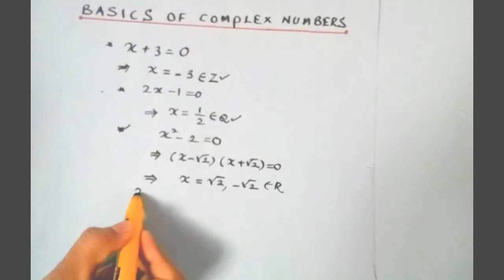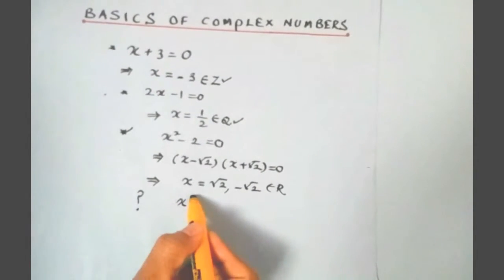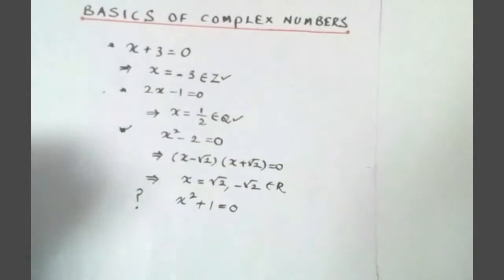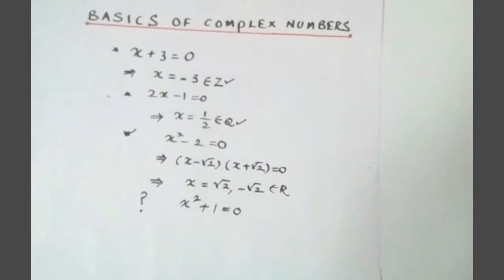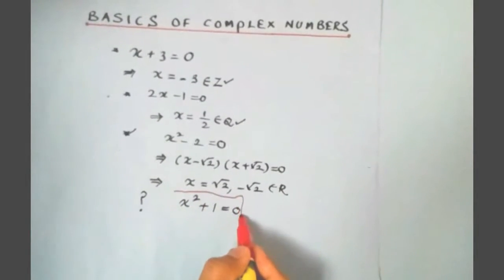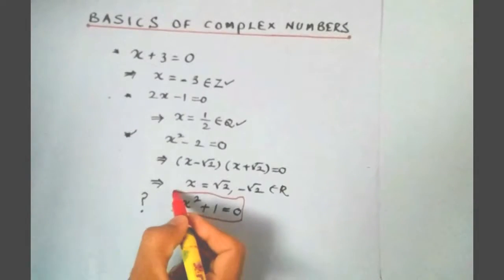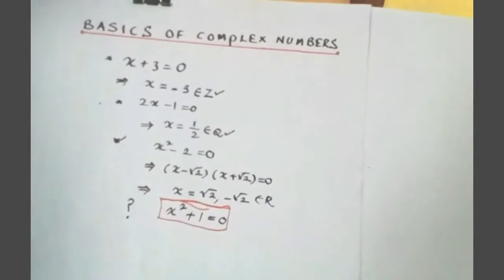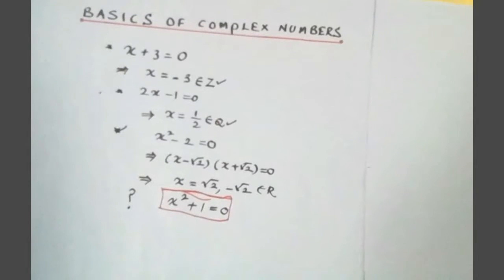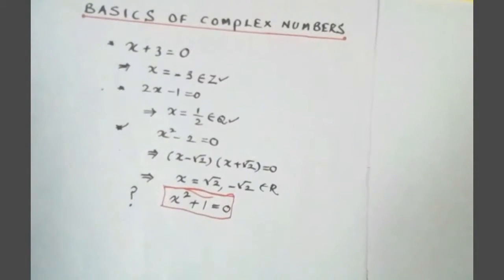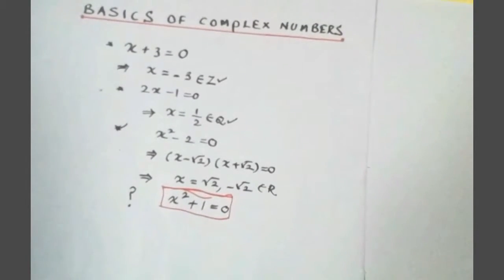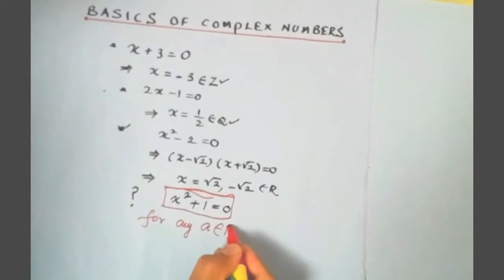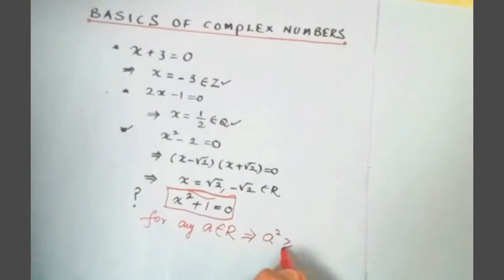Now next I want to solve this equation, x squared plus 1 equals 0. Suppose we know only up to the set of all real numbers, then there will be a problem. So how to solve x squared plus 1 equals 0? We know a property in the set of real numbers that the square of any real number is always non-negative. Maybe it will become 0, maybe it will always be positive. So for any a belonging to R, a squared is always greater than or equal to 0.